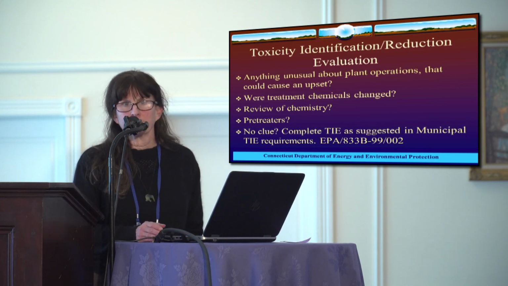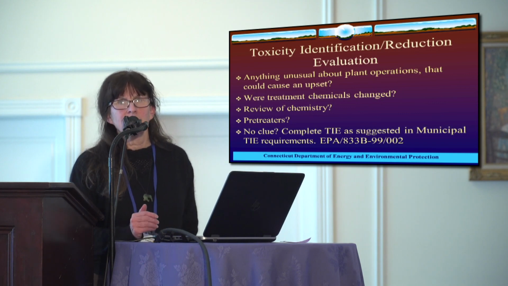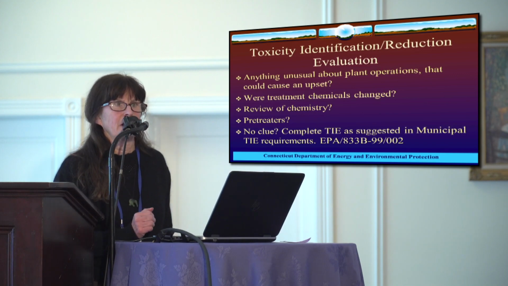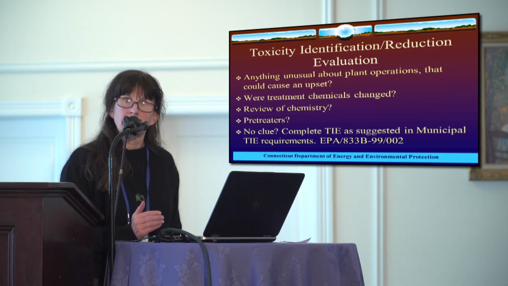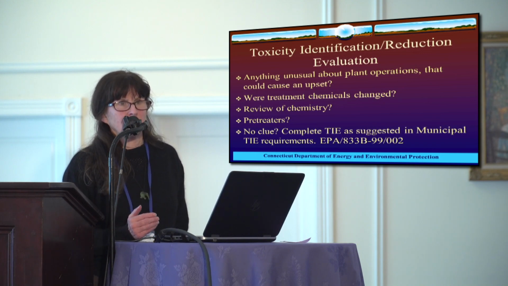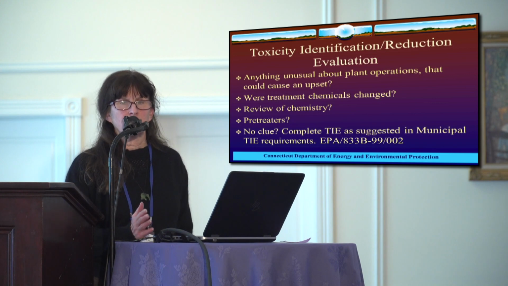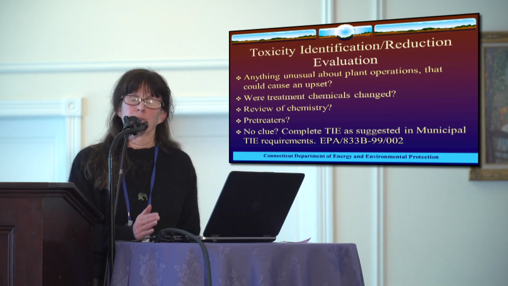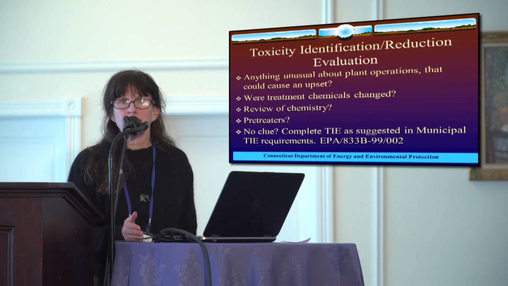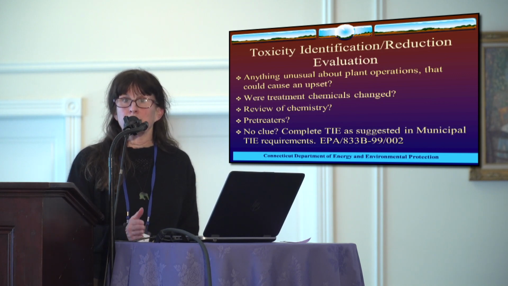And if you haven't a clue, or you've exhausted all the easy ones, then basically we agree with Kim and we're like, okay, you need to do a toxicity identification evaluation. And there is one specially designed for municipalities. In general, it's looking up the pipe, making sure your plant operations are fine, your biological community is fine, look up the pipe, look for the major contributors, then you can do effluent manipulations.